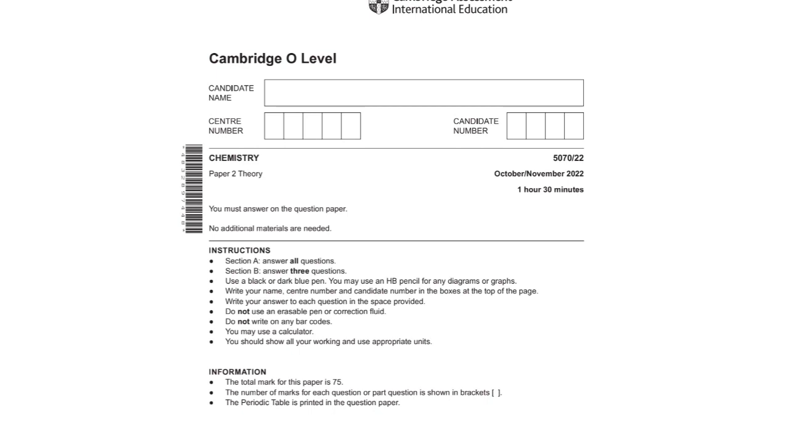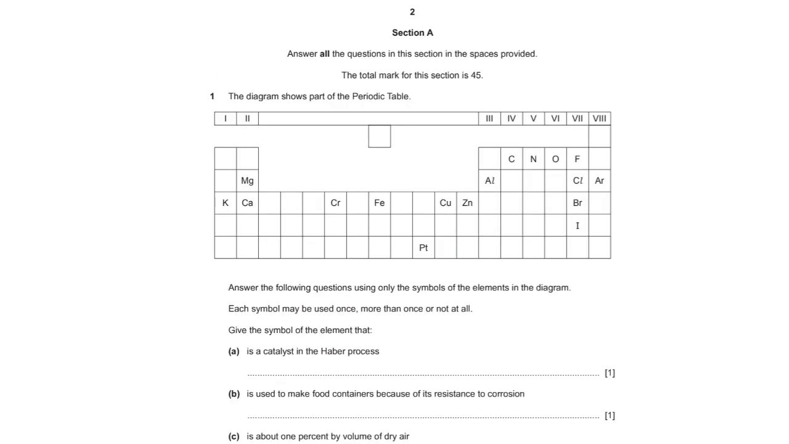In this video, we're going to talk about Paper 2, variant 22, from 2022. It's a winter paper, October/November. The diagram shows part of the periodic table. Answer the following questions using only the symbols of the elements in the diagram. You only have to write symbols.